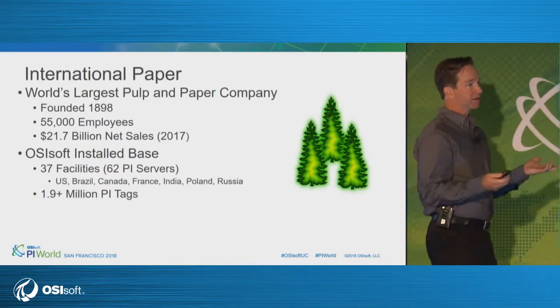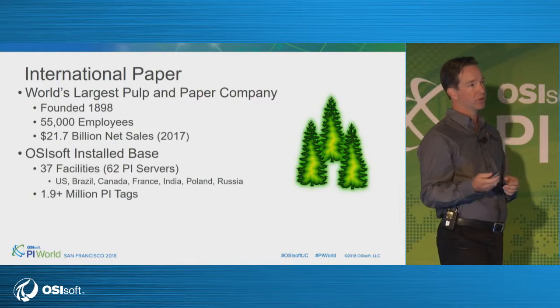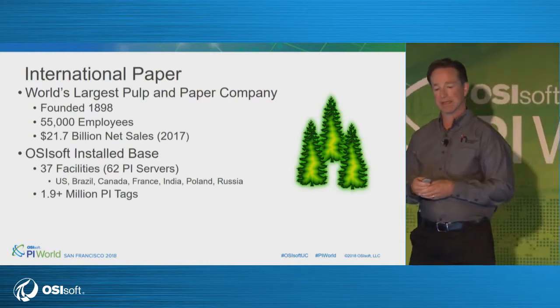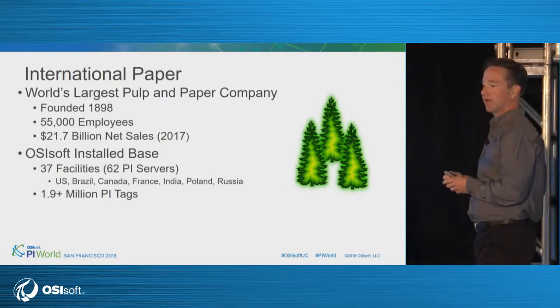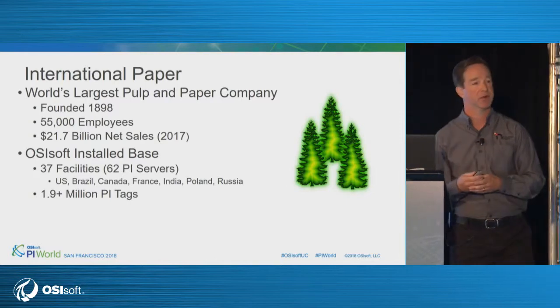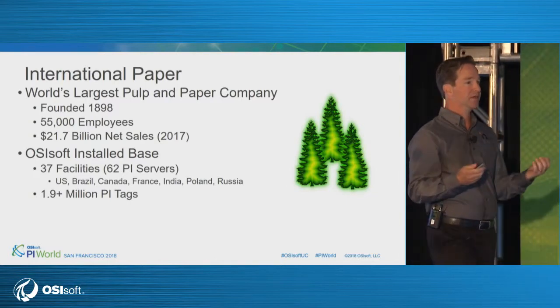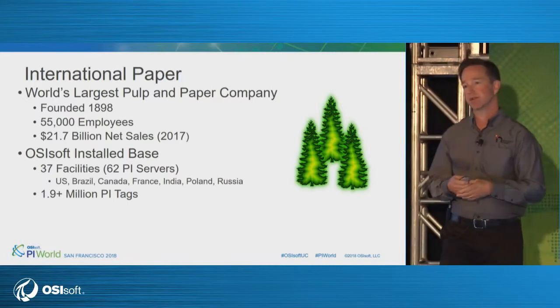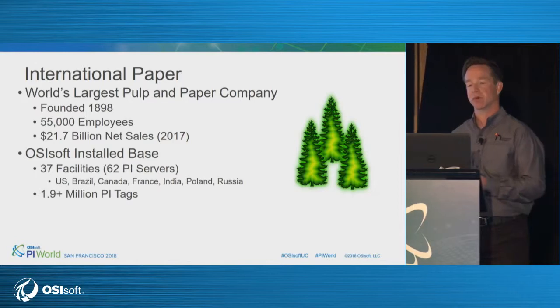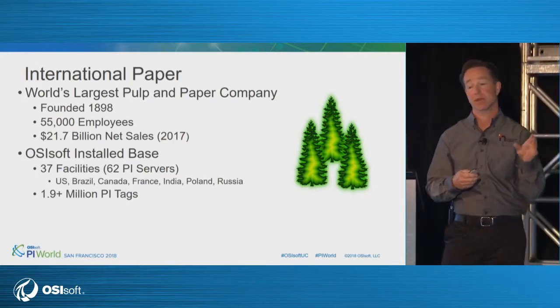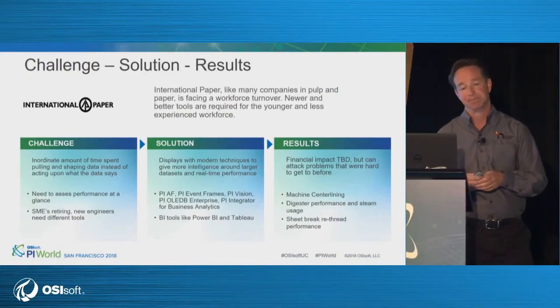So a little bit about International Paper. They're the world's largest pulp and paper company. You guys can pretty much read that slide, but they have almost 2 million PI tags to deal with. And as you guys know, it's tough to get context around those, turn them into English, turn them into actual information. So that's what Rick and I have been working on, trying to focus on some very specific problems.